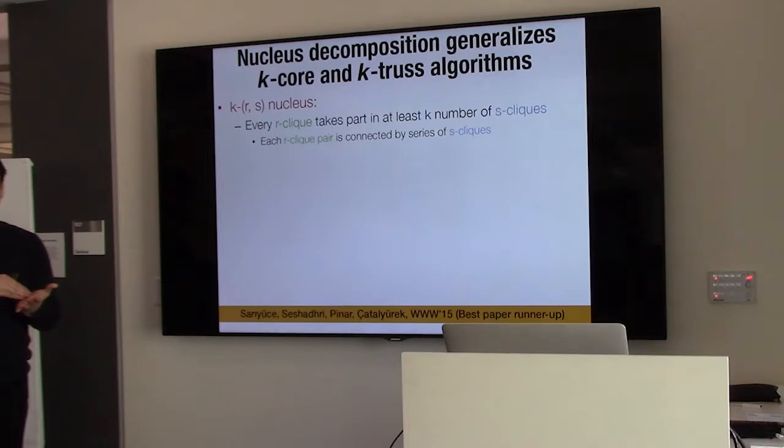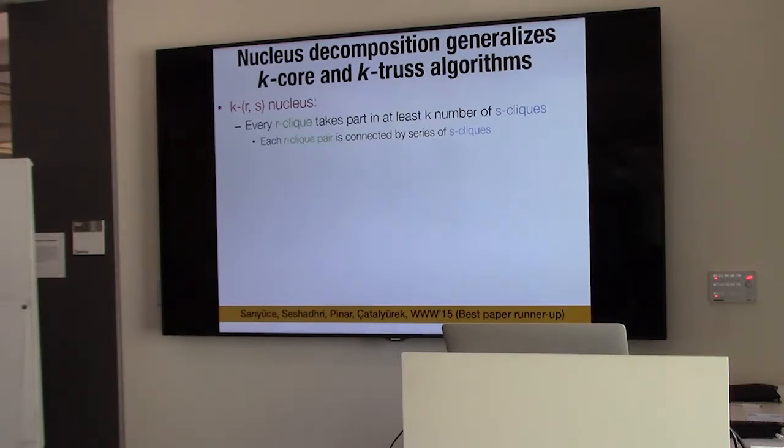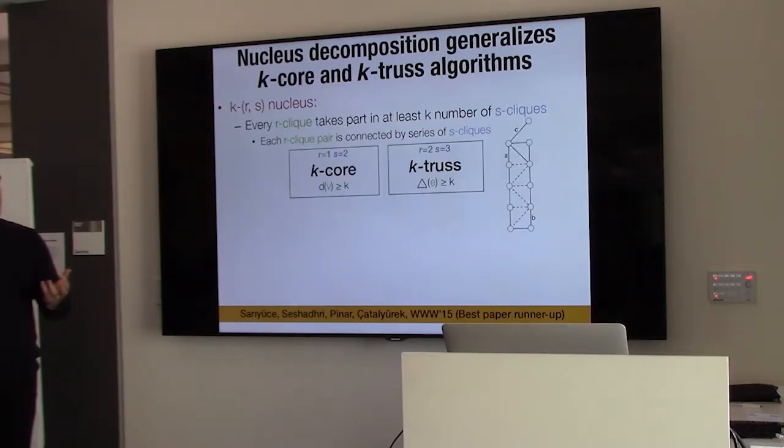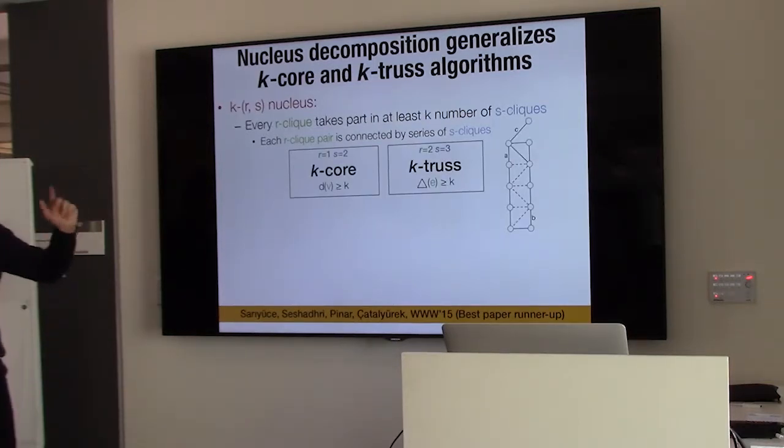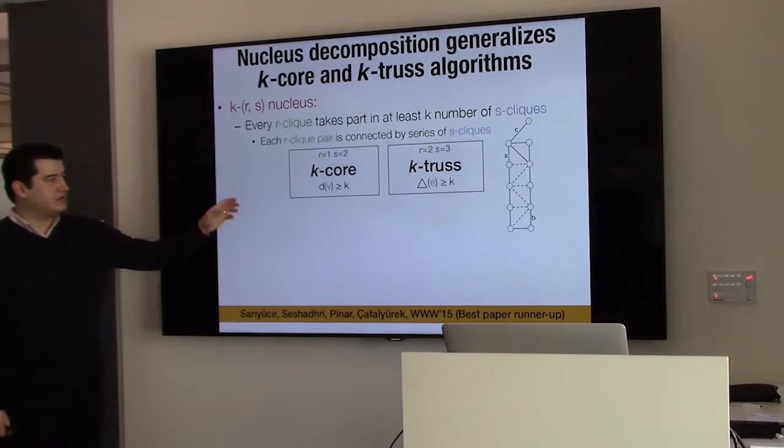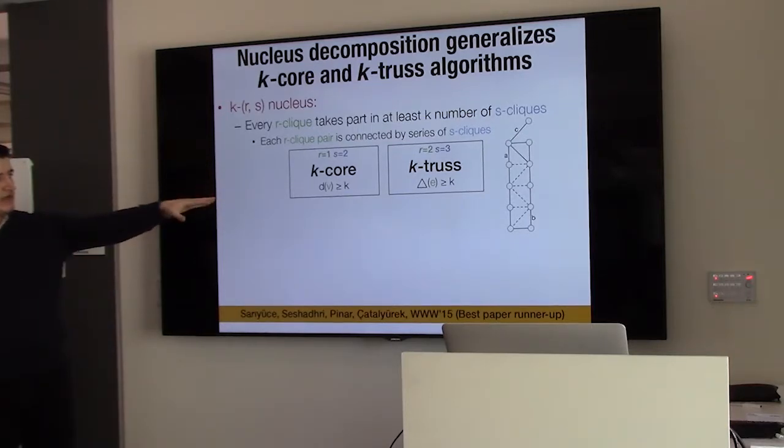So we are looking for the R-clique connections. We ask that each R-clique in that subgraph is connected by a series of S-cliques. So in the vertex and degree case, it's trivial, regular connectivity, but in the truss case, it's something different. So it basically generalizes k-core and k-truss for different R and S values.